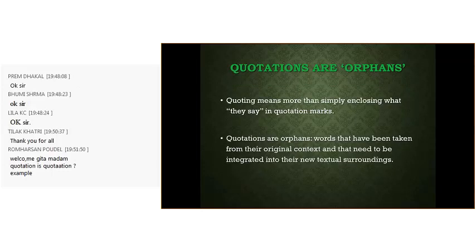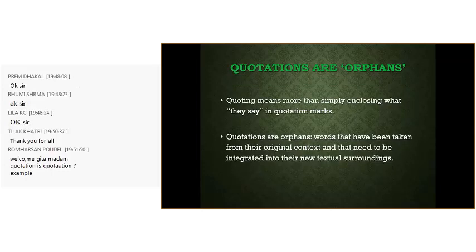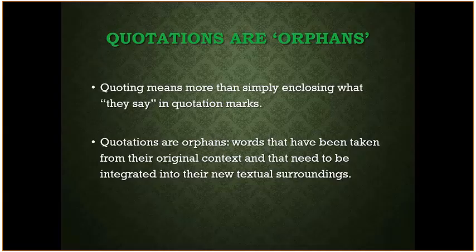And we can say that quotations are orphans. Why can we say quotations are orphans, or relate them to orphans? All of you know, I think, orphans are children without parents. And here we say that quotations are orphans. And why? I'd like to request Pranath sir to read the text here.